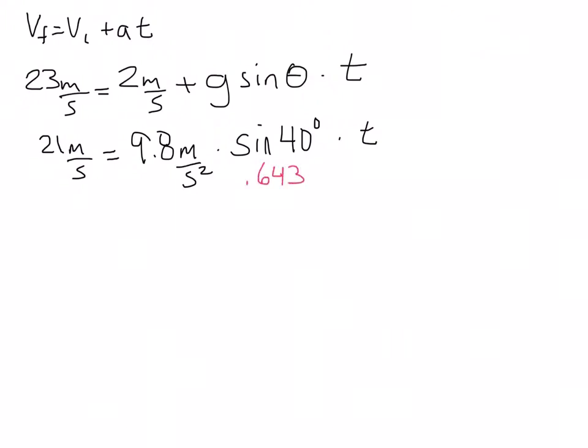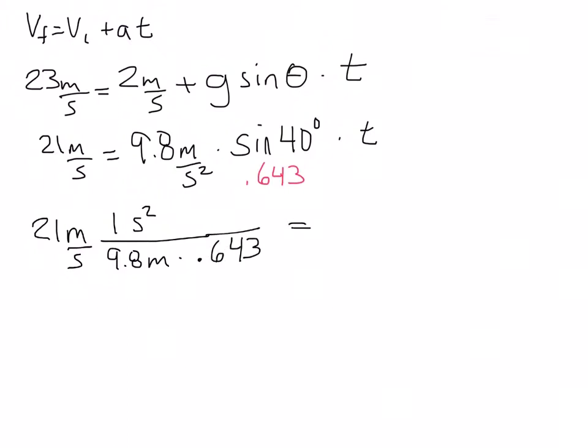And what I'm going to do is divide this side over here. So when I divide, I'm going to multiply by the reciprocal. So here we go. 21 meters per second, this is going to be 1 over 9.8 meters per second squared times 1 over 0.643 is equal to t.